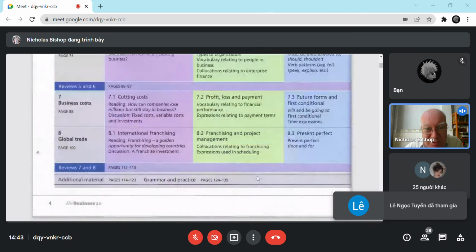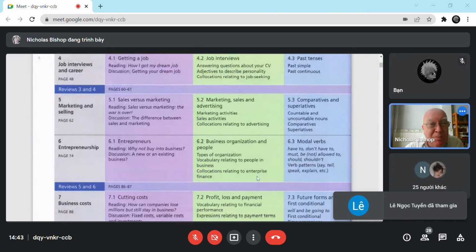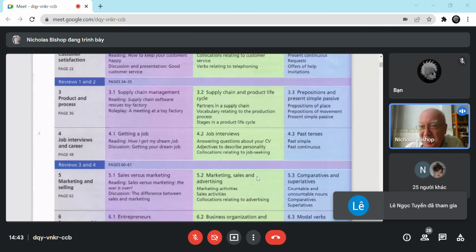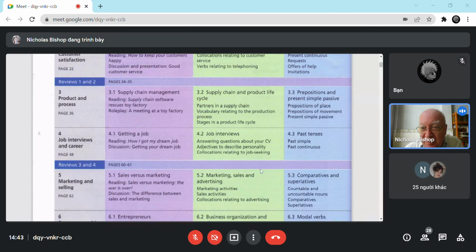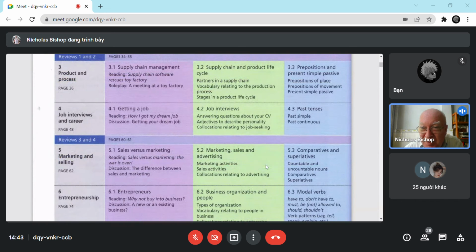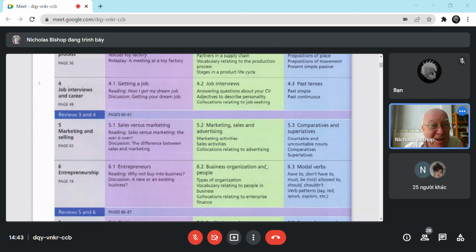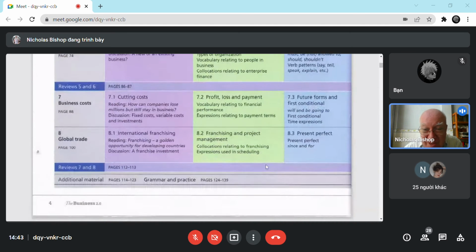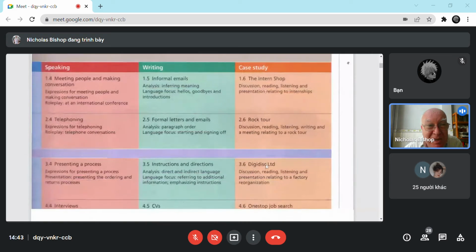Especially in Vietnam, because Vietnam is a bit choppy, changey type country. So you need to know how to get a job and maybe how to keep a job and what to do in the interview anyway. And then, 5 is about marketing and selling. How do we market a product? That's a practical thing, advertising and marketing, yeah.